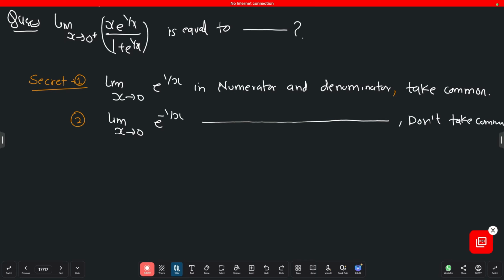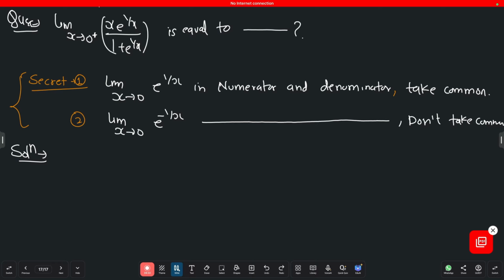Do not make the mistake of taking common. So these are the two secrets, keep them with you, don't tell anyone. Now we can start the solution. Look after that note, it is 0 plus, and 0 plus means RHL, correct?